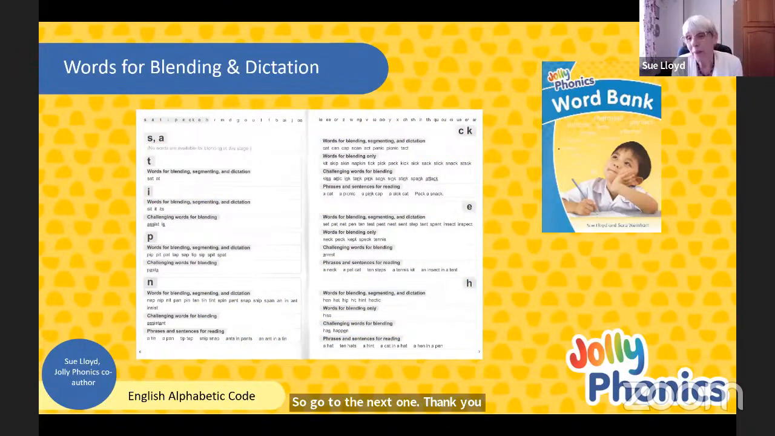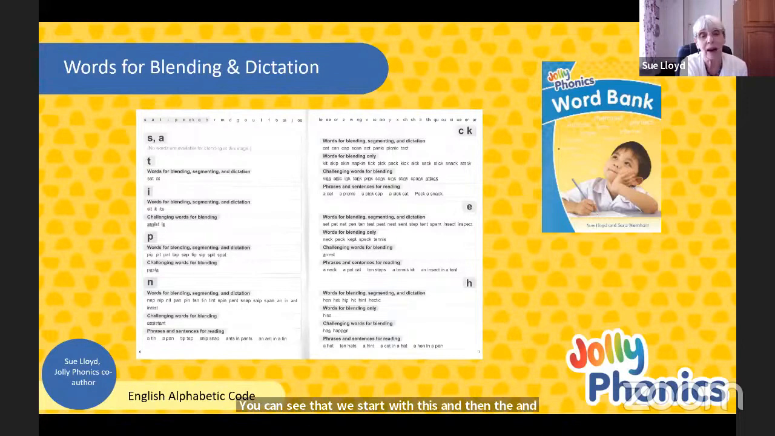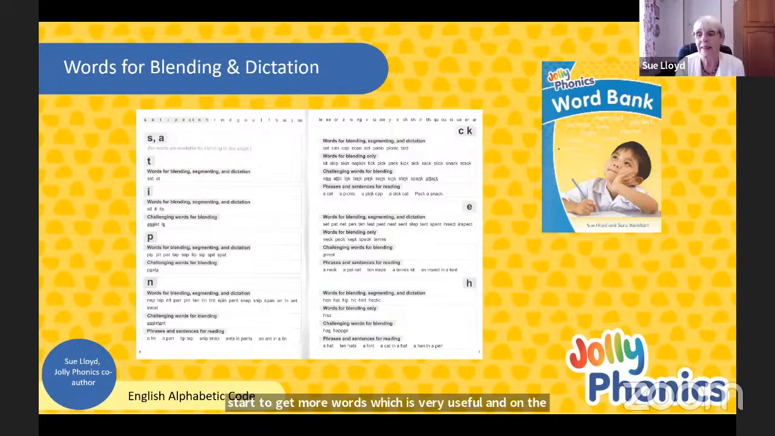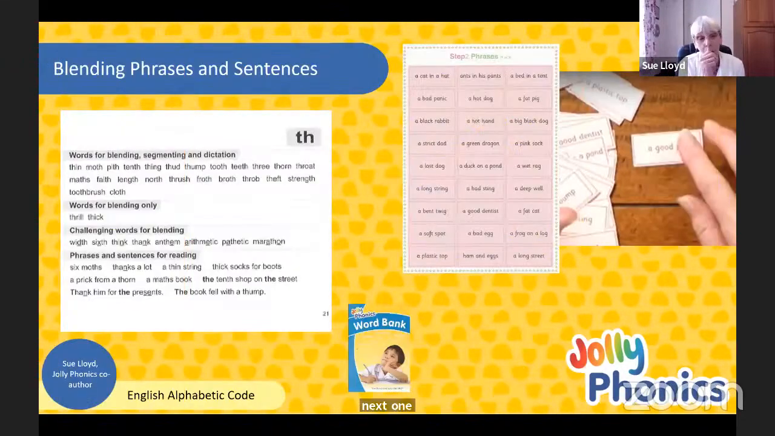Here's that word bank book. You can see that we start with this and then the, and there's no words to start off with, and gradually we start to get more words, which is very useful. And on the next one, you can see further down, and we start to get more words, and you can read it more easily here.